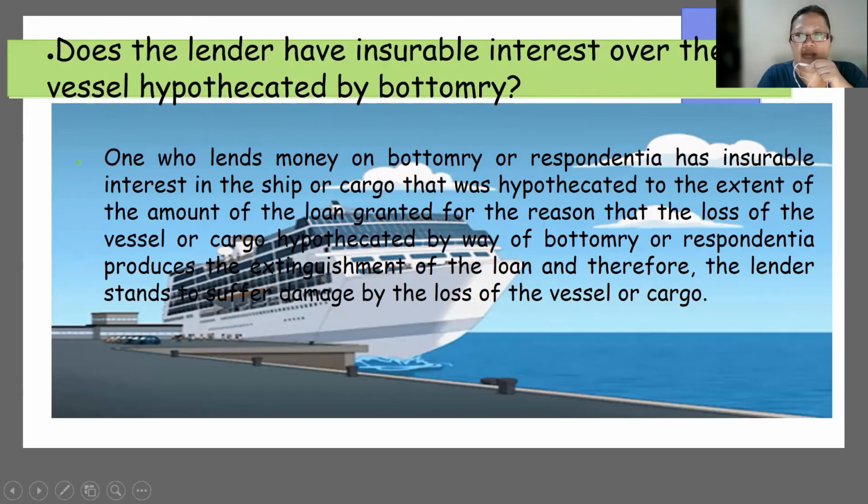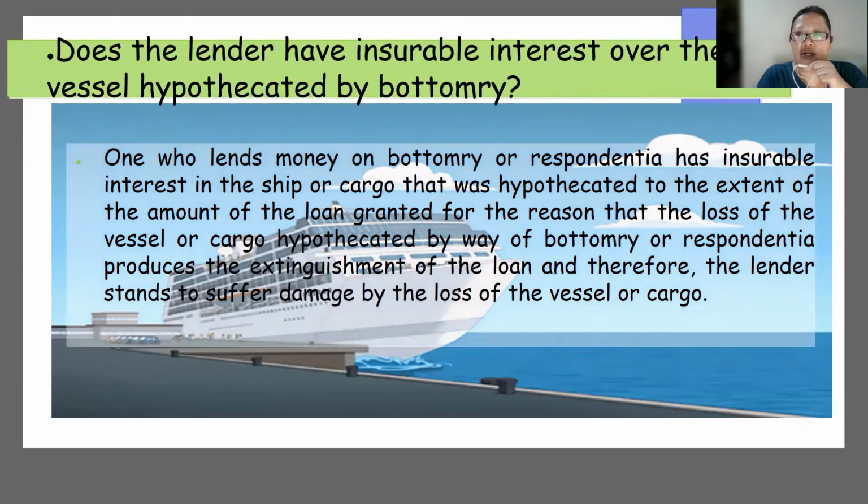And does the lender have an insurable interest over the vessel hypothecated by bottomry? The answer is that one who lends money on bottomry or respondentia has insurable interest in the ship or cargo that was hypothecated, to the extent of the amount of the loan granted, for the reason that the loss of the vessel or cargo hypothecated by way of bottomry or respondentia produces the extinguishment of the loan, and therefore the lender stands to suffer damage by the loss of the vessel or cargo.